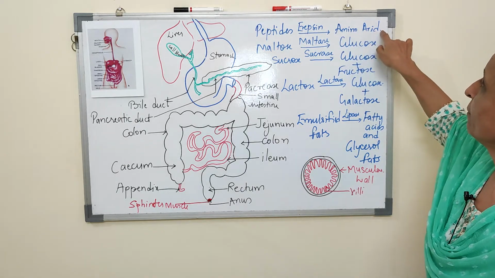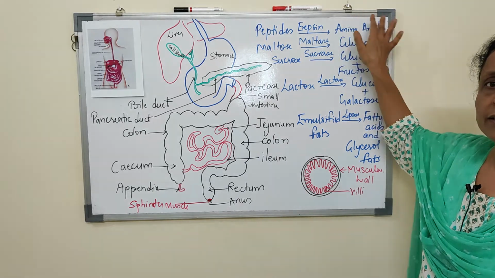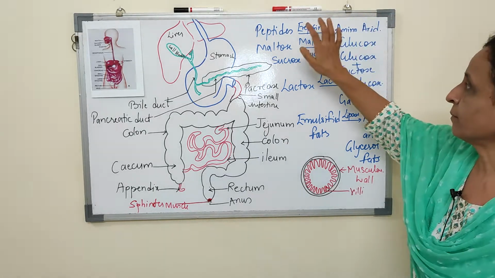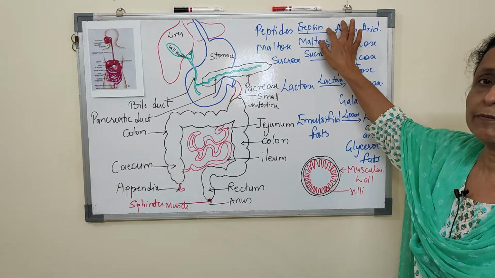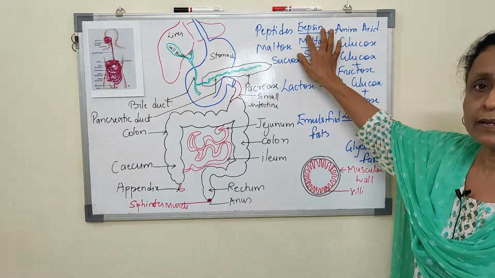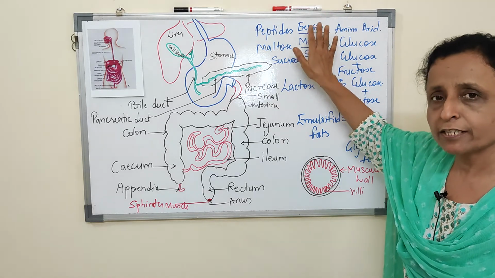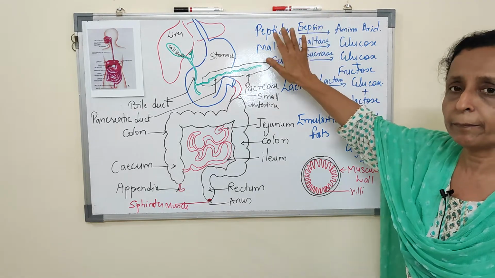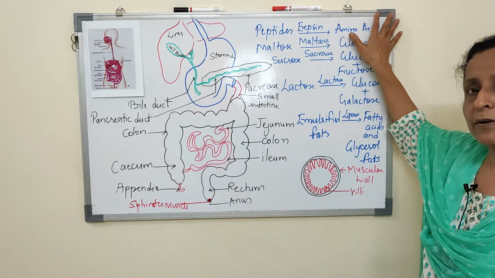This is ultimate protein digestion. Protein digestion has taken place when it has become amino acid. But how do peptides become amino acid? It's with the help of the enzyme erepsin. So here the enzyme which is reacting to convert the protein or the peptide into amino acid is erepsin.